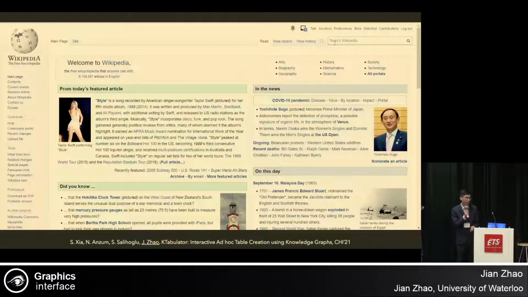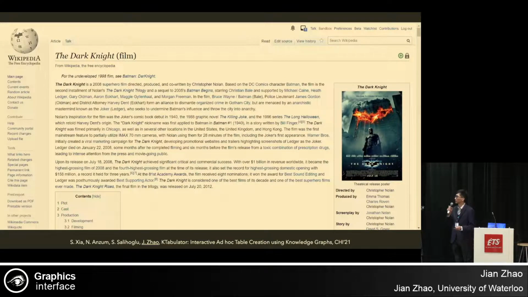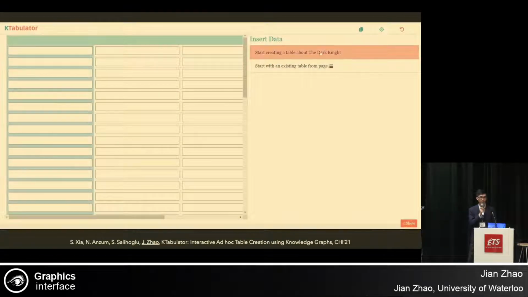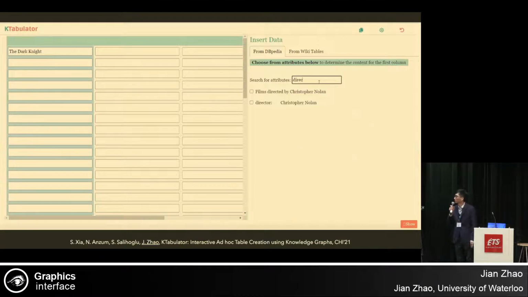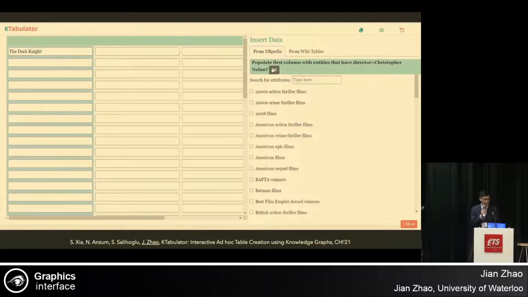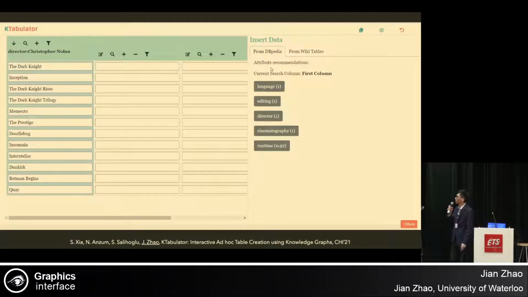So suppose you work in the film industry, and you want to do some analysis on movies. The user can start by just searching on Wikipedia, like Dark Knight, and then copy-paste the URL to the Tabulator. And with this, the system suggests different properties of rows that they can add. For example, the user can search director and add all the movies directed by Chris Nolan, right? And then the system asks you whether you want to form the first column with all the movies directed by Nolan, and then you can further add other properties to this table.